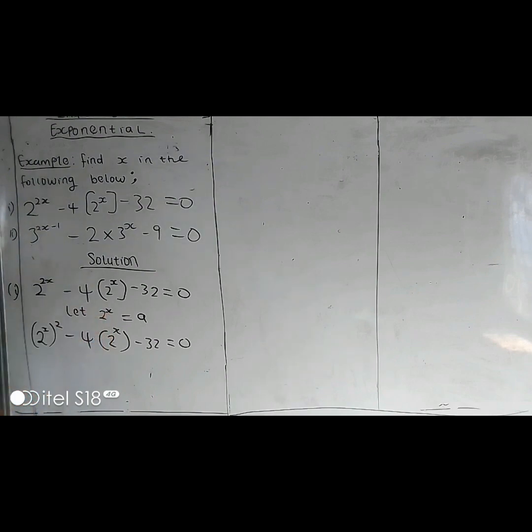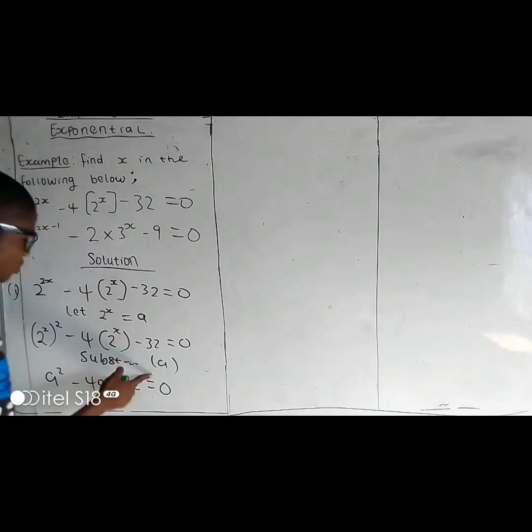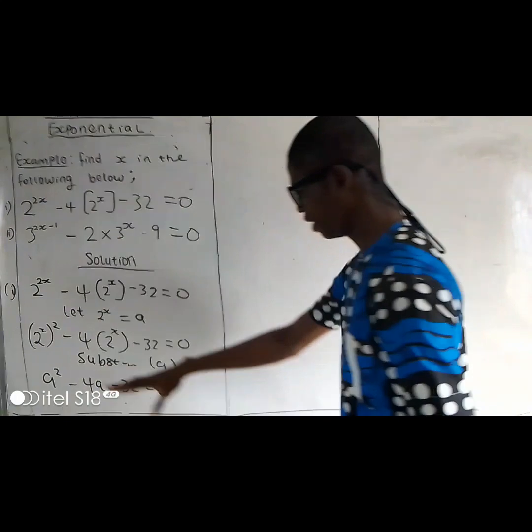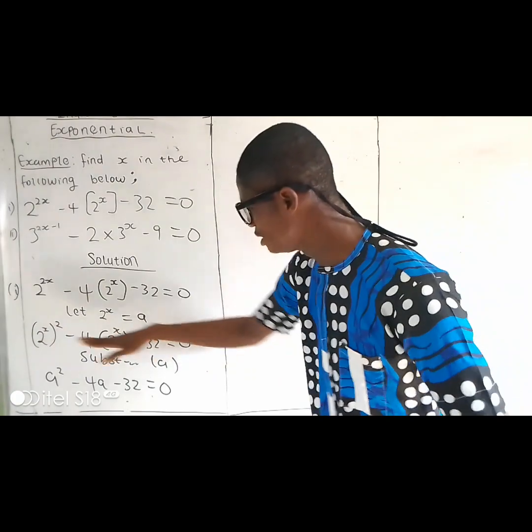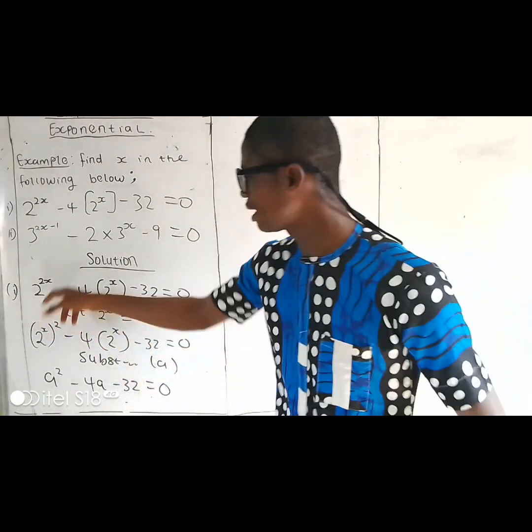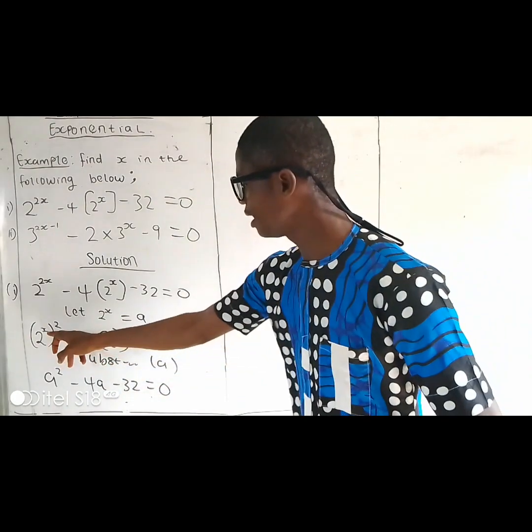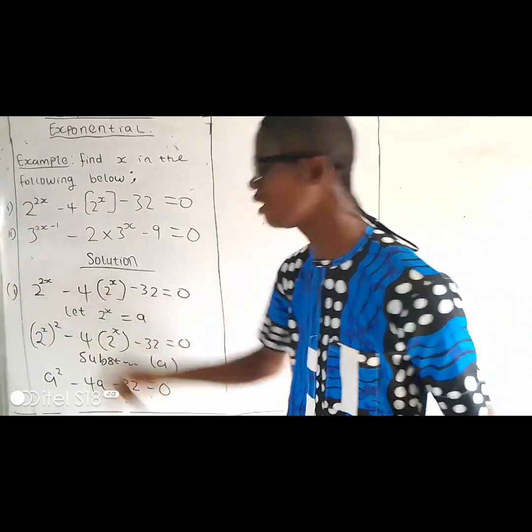Remember I said let 2 raised to the power x be a. So I've made it to look in such a manner that I can substitute a. Substituting a, we have in the equation a raised to the power 2 minus 4a minus 32 is equal to 0. So you see it's looking familiar to us now. Just factorization, very easy. But they are trying to discomfit you by bringing all this into it. Here we didn't change anything, because when you multiply these two, you still have 2x.